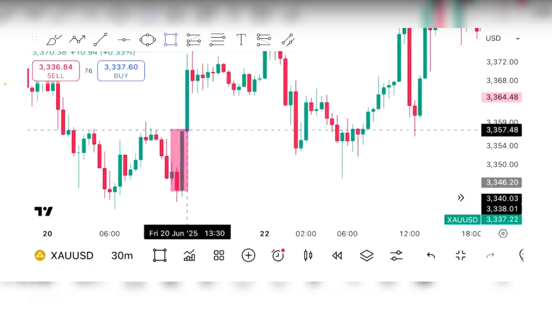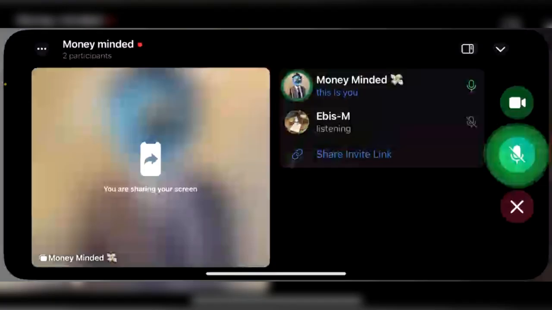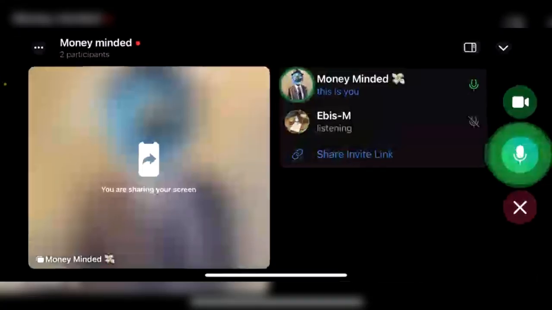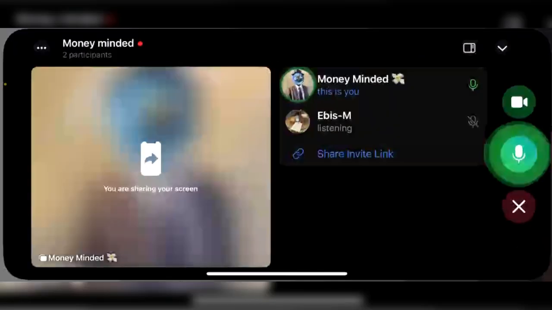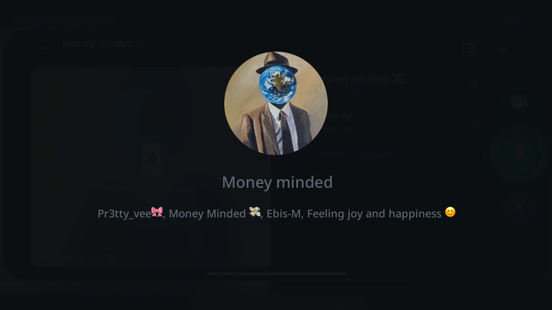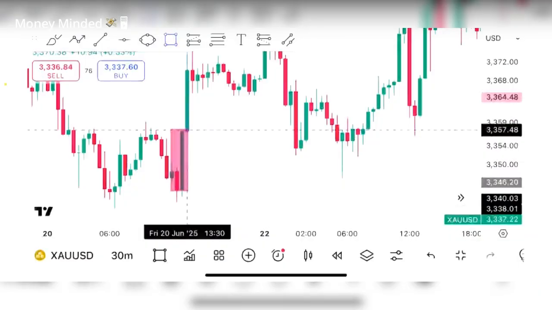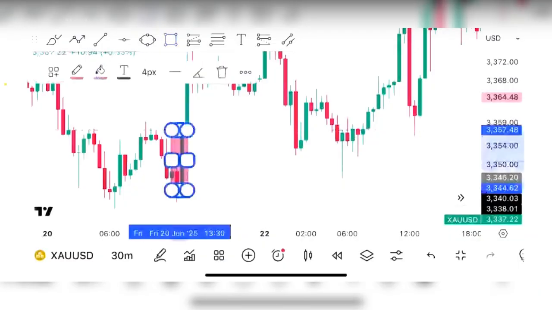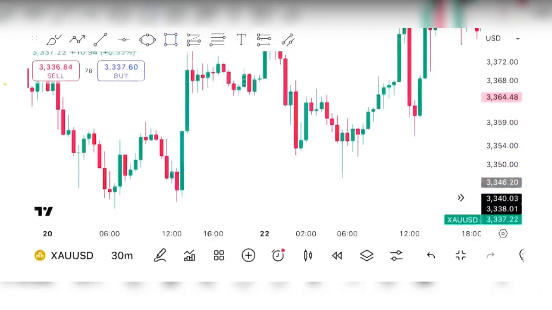So whenever you find price at your resistance or your support area, what you have to do is simple. You just have to look for one of these confirmations. If price is at your support, you'll be looking for the bullish engulfing confirmation. If price is at your resistance, you'll be looking for the bearish engulfing confirmation so you can actually sell.